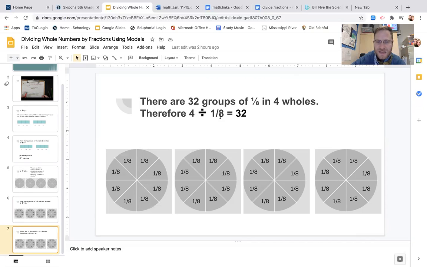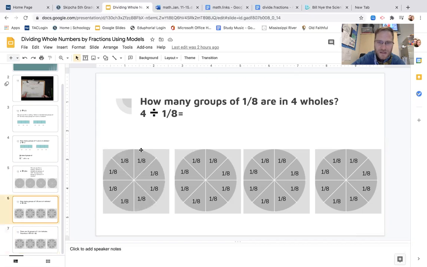So it may sound different, but when you think about it in this kind of phraseology, how many groups of your divisor are there in your dividend, right? So here, how many groups of 1/8 are there in 4 wholes? Well, there's going to be more groups than there are wholes because in each whole there's going to be more groups than the whole itself.